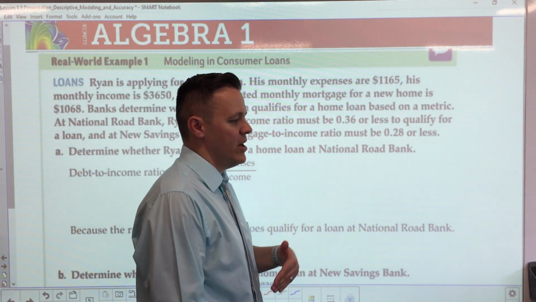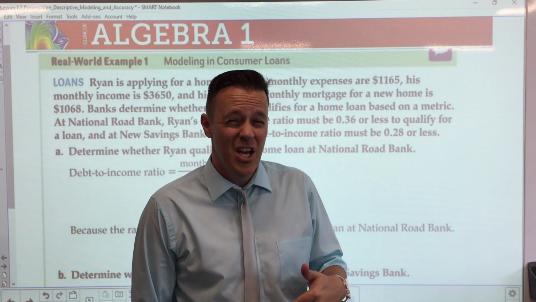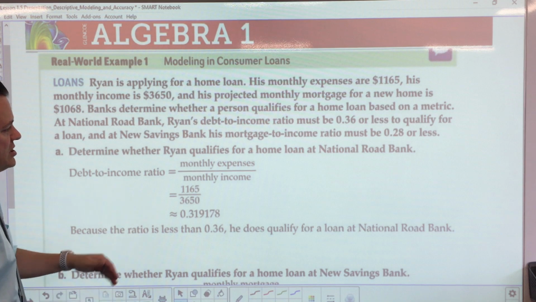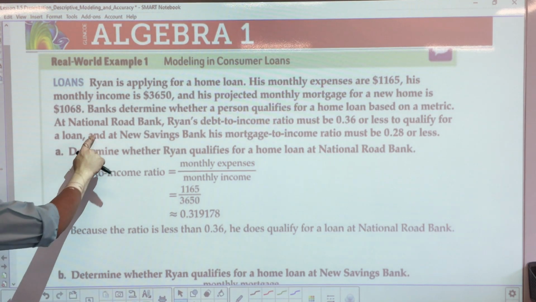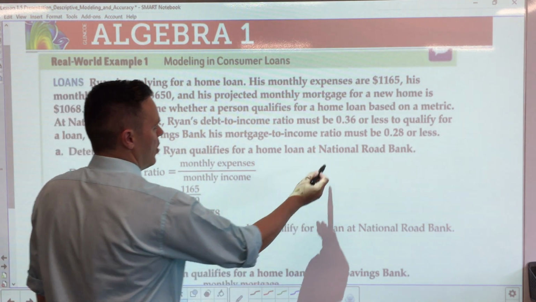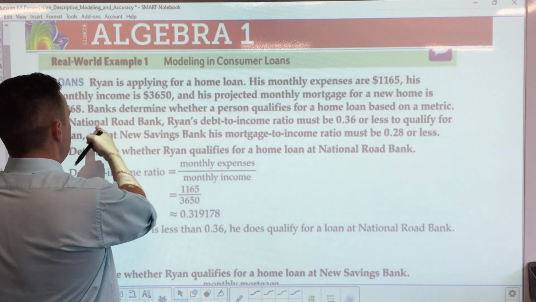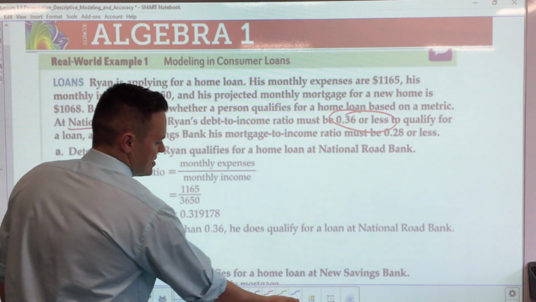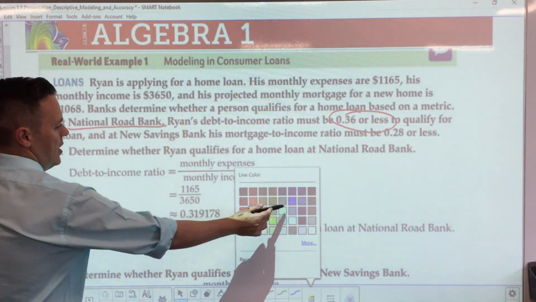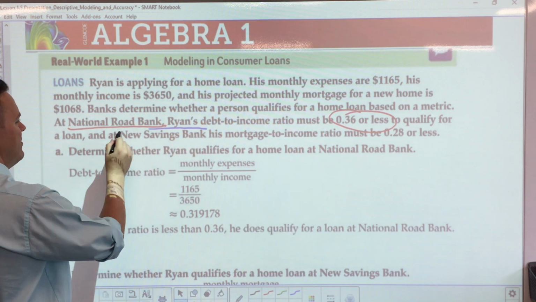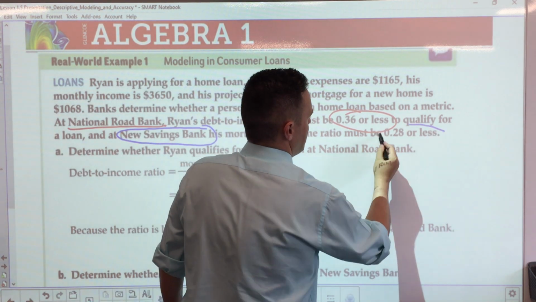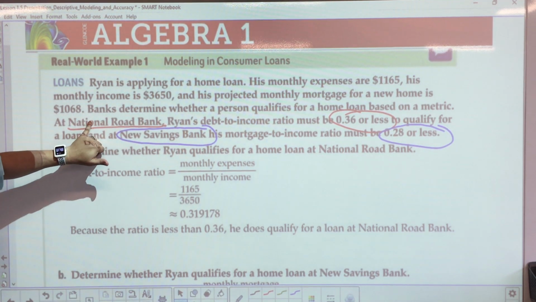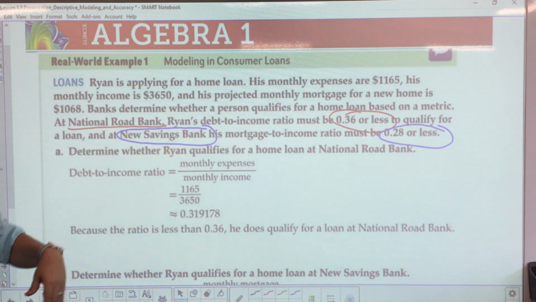Now, I didn't like the slides that were presented for this lesson, so I'm actually pulling everything out of the book. If you go to page 33, you should see this exact example up there. It talks about his debt to income ratio. What we're looking for is, from the National Road Bank, they want a ratio of 0.36 or less. And then when he goes to New Savings Bank, his ratio has to be 0.28 or less. So you're looking at two different ones, okay? National Road Bank is looking at 0.36 or less. So what do?